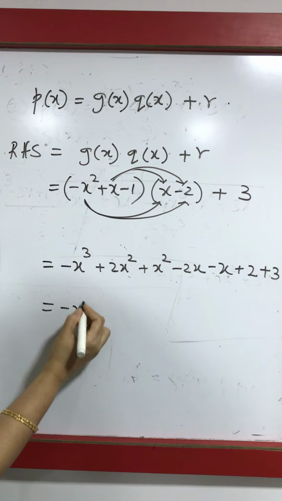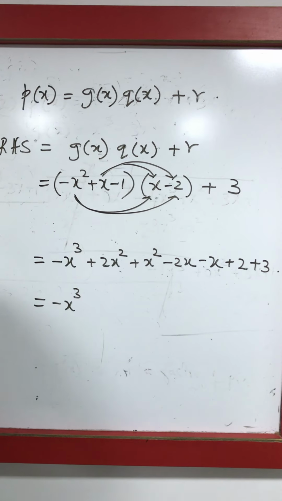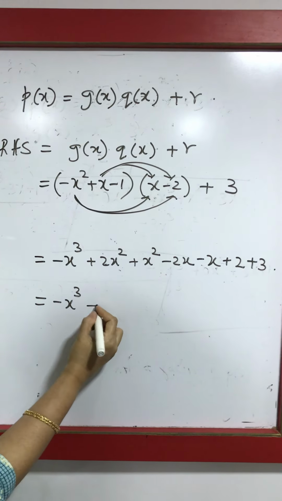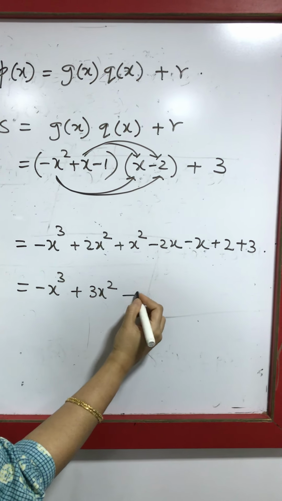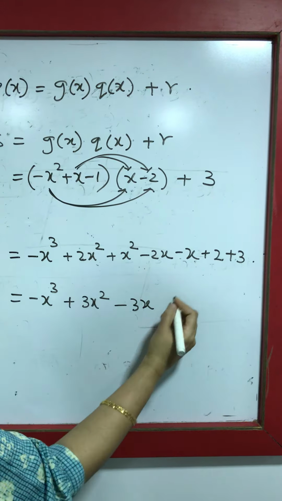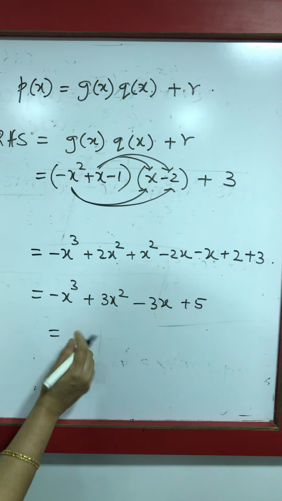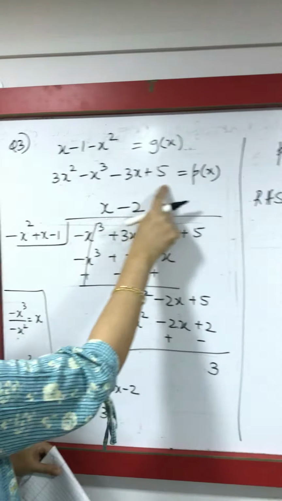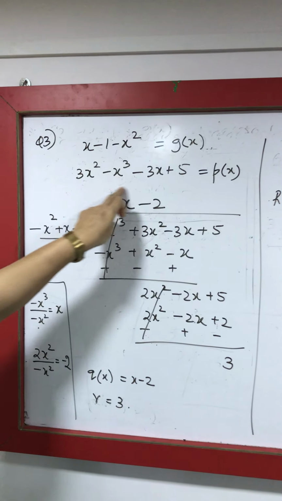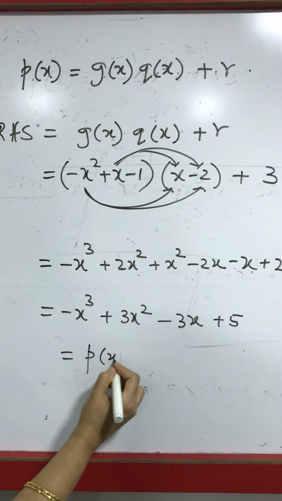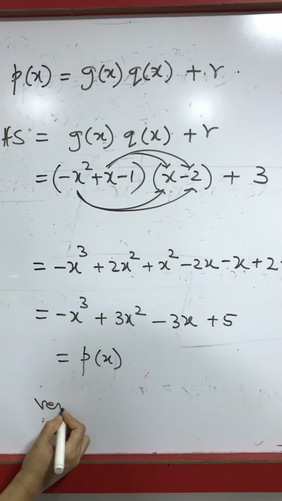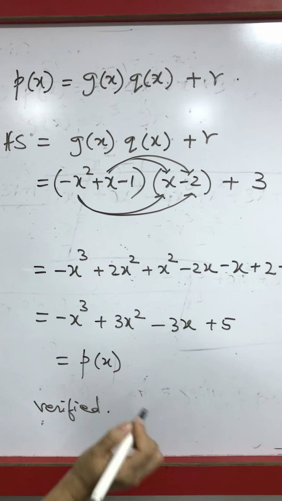Now those terms having same powers are to be added. So 2x square plus x square became 3x square. Negative 2 into negative x, negative 3x. And when we add this, we get plus 5. Now this is the same expression, polynomial, that we had as a dividend. So that is verified. These were homework questions.